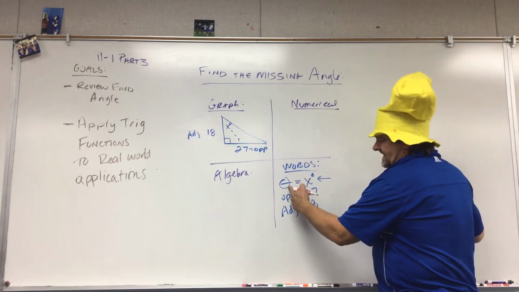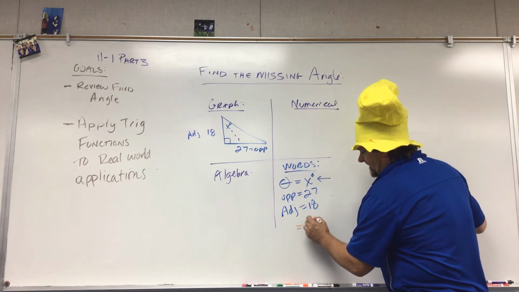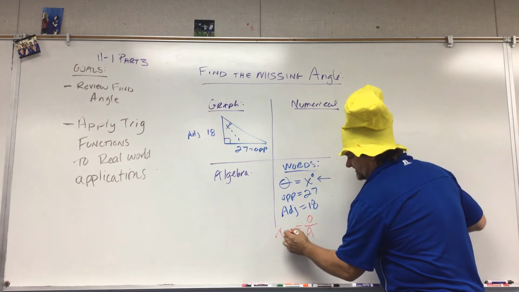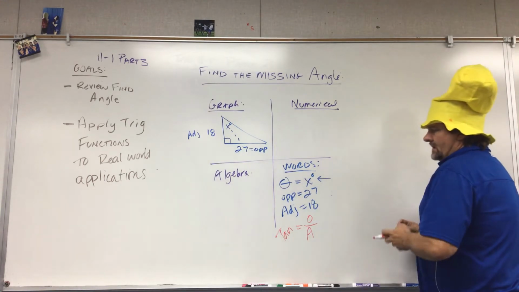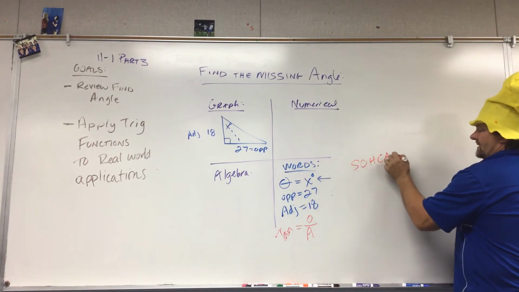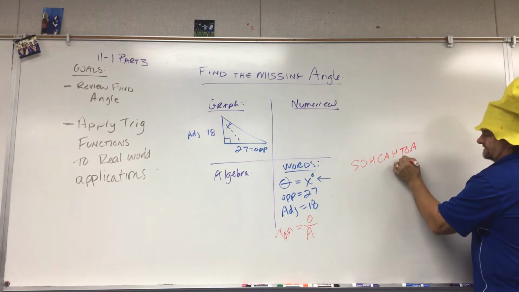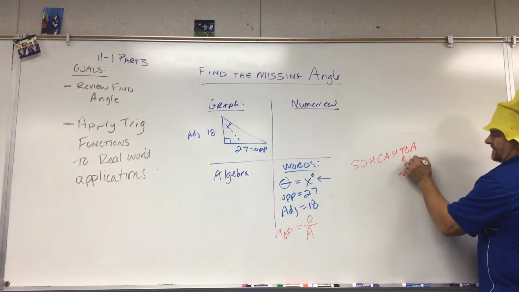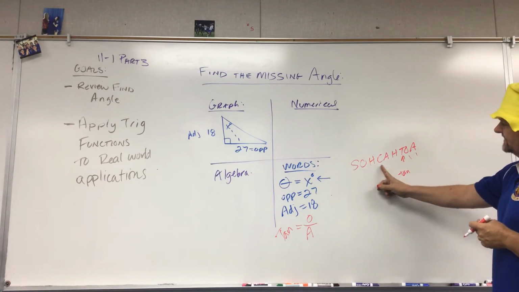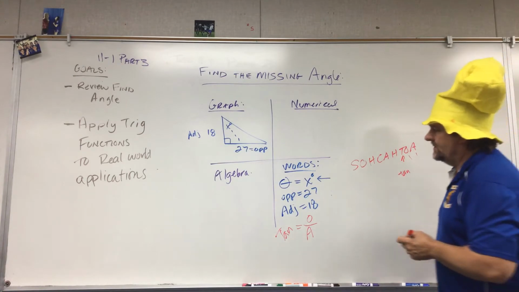Now step 2 is, what trig function do we need? Well, theta has a relationship to opposite and adjacent, and that relationship is tangent. That comes from SOHCAHTOA. Tangent, opposite over adjacent. Sine, opposite over hypotenuse. Cosine, adjacent over hypotenuse.